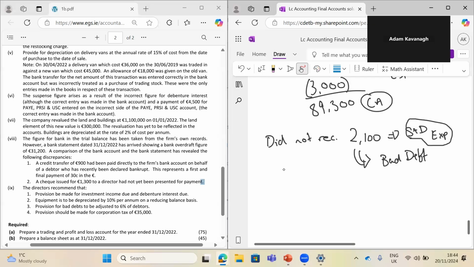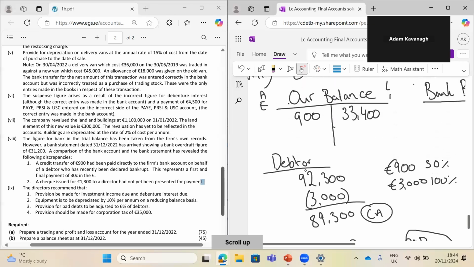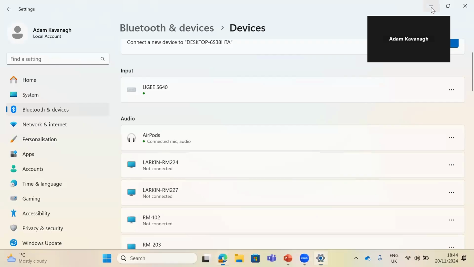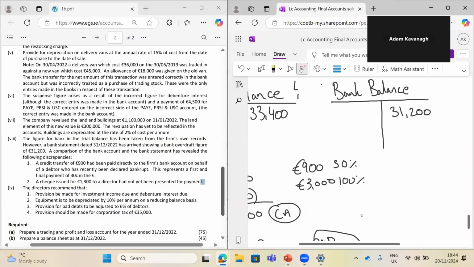Okay, so that's that part of the question finished. Next one, a check issued for 1,300 to a director and not being presented for payment. So that just means that the director never actually cashed the check yet. So if we wrote the check, we know about it, but the bank didn't know about it. Okay, so we need to adjust the bank's balance because obviously they're not aware that we wrote that check yet.